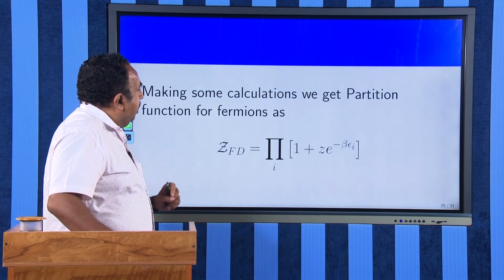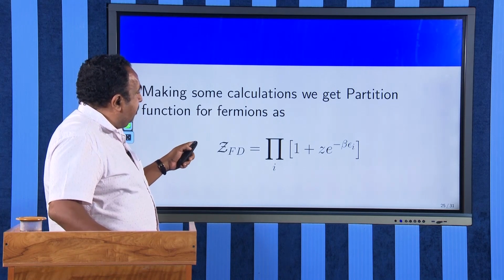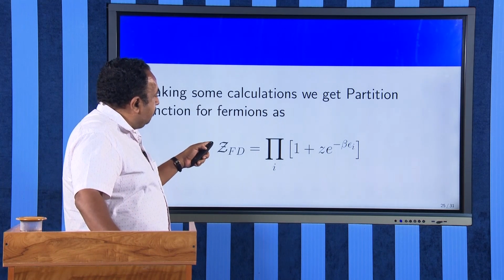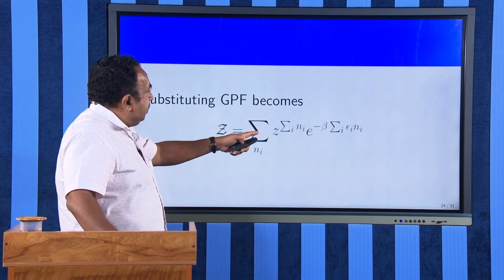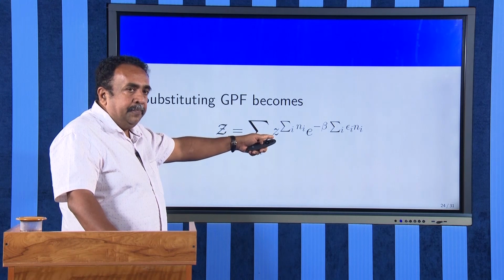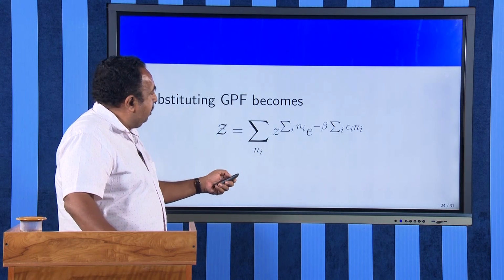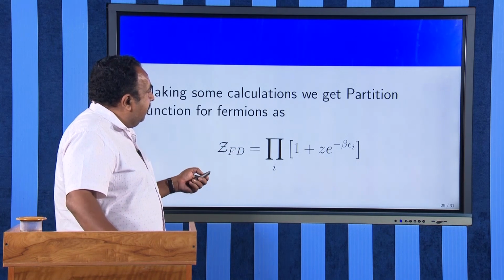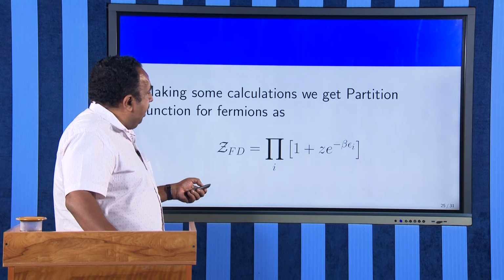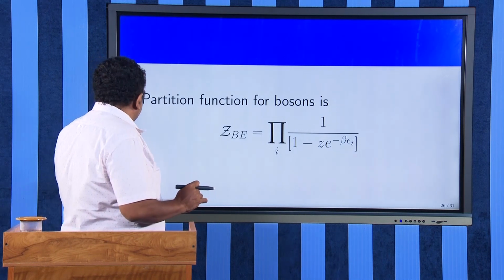By using some mathematics I will rewrite all these things and I will get my expression for the grand partition function for the Fermi-Dirac system. I take this n_i as 0 and 1. If I take n_i equal to 0 or 1, I will get the partition function for the Fermi-Dirac statistics like this, and my Bose-Einstein statistics will be represented like this.